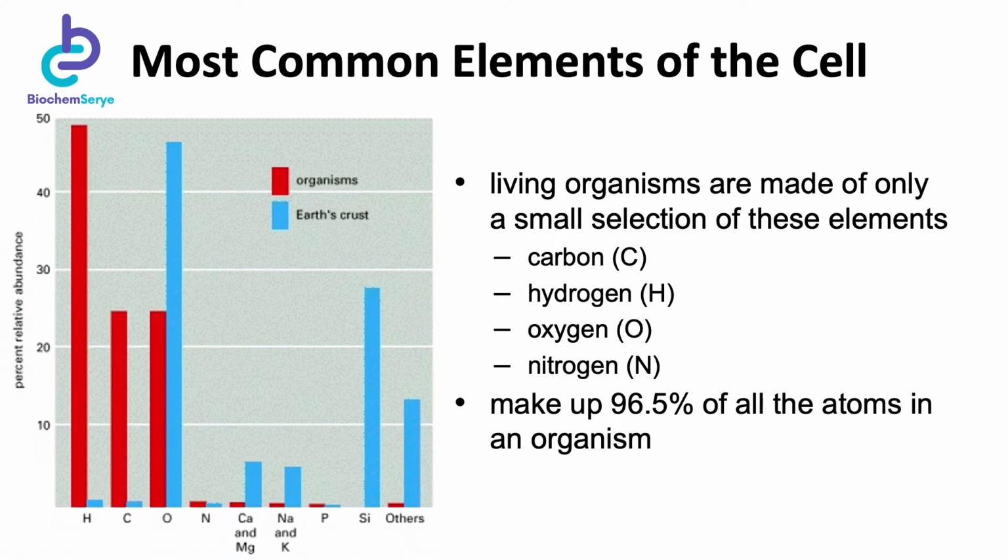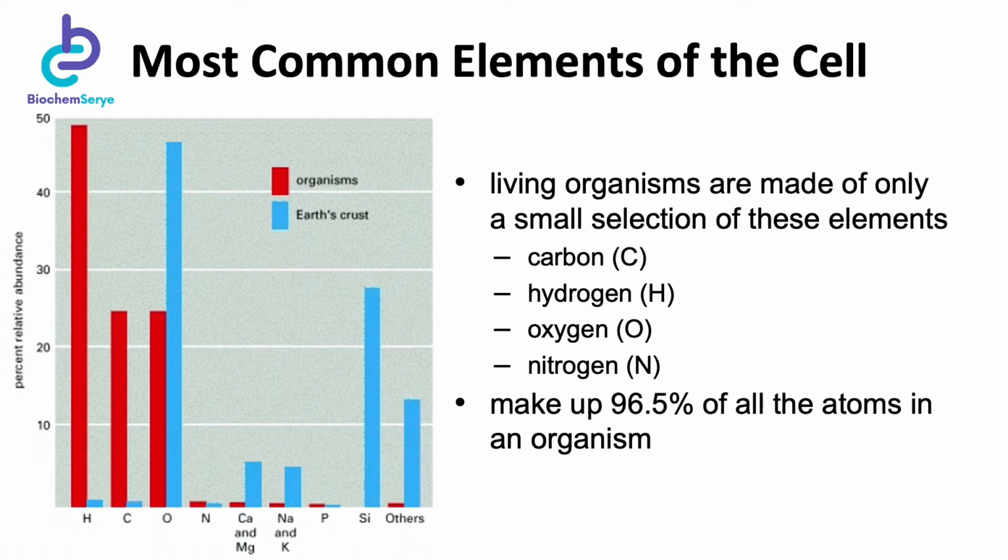All living cells are composed of a set of elements. There are around 92 naturally occurring elements. But in biological organisms, there are only a number of elements that play important roles. The major constituents of most biomolecules, comprising 96.5% of all the atoms in an organism, are carbon, oxygen, hydrogen, and nitrogen.